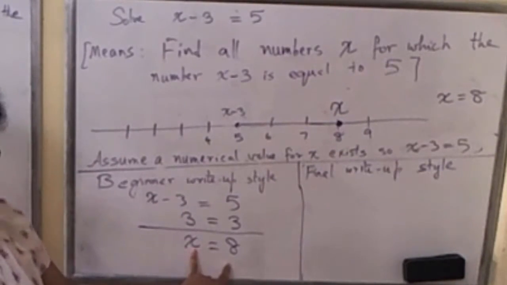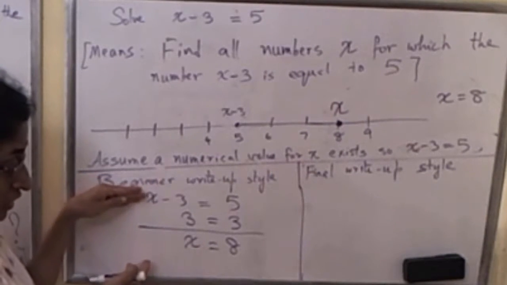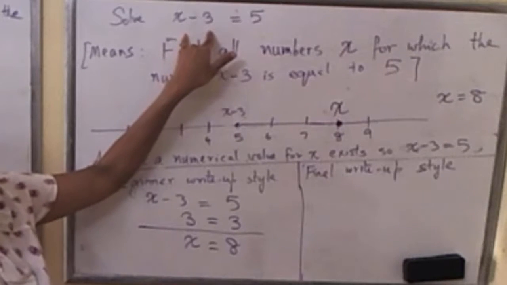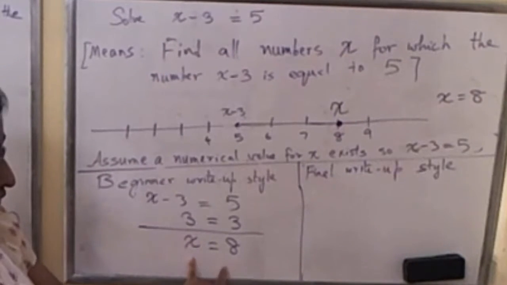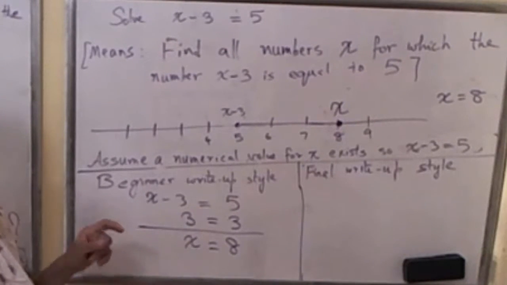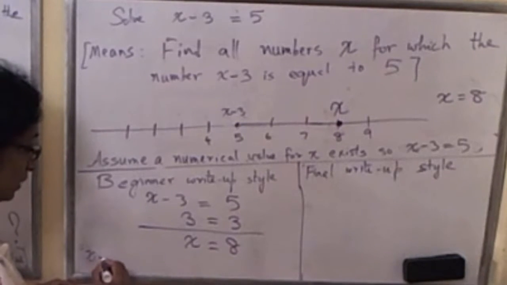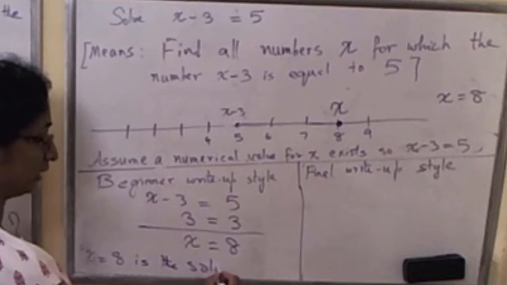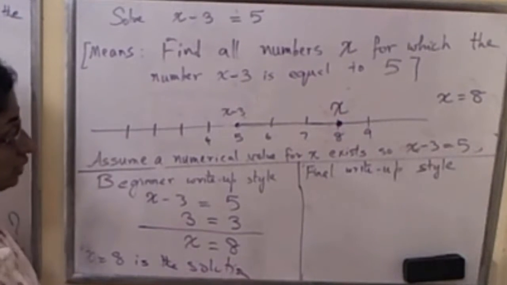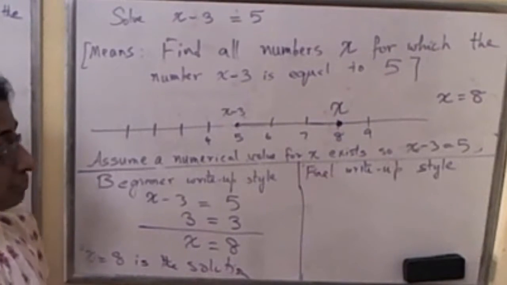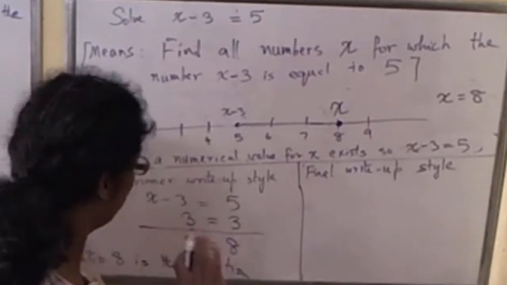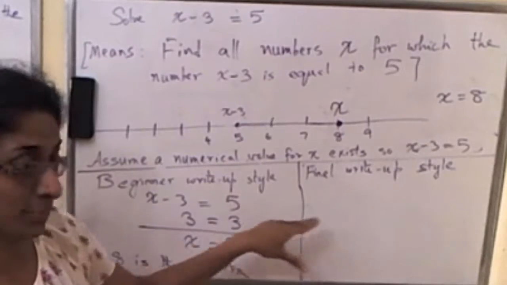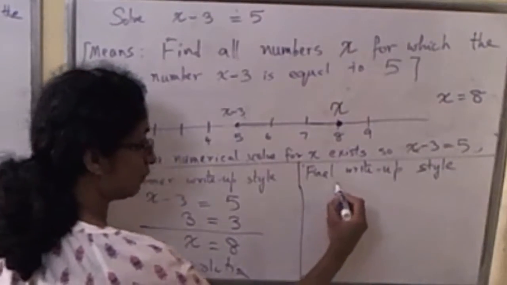And always remember, if you proceed in this manner, once you get x equals 8, be sure to put it back into the equation and make sure x equals 8 satisfies the equation, and then you can say x equals 8 is the solution, and once you find the solution, then you have solved the equation. For the final write-up style, eventually what you're aiming for, it is really these steps written up slightly differently. This is how we proceed.